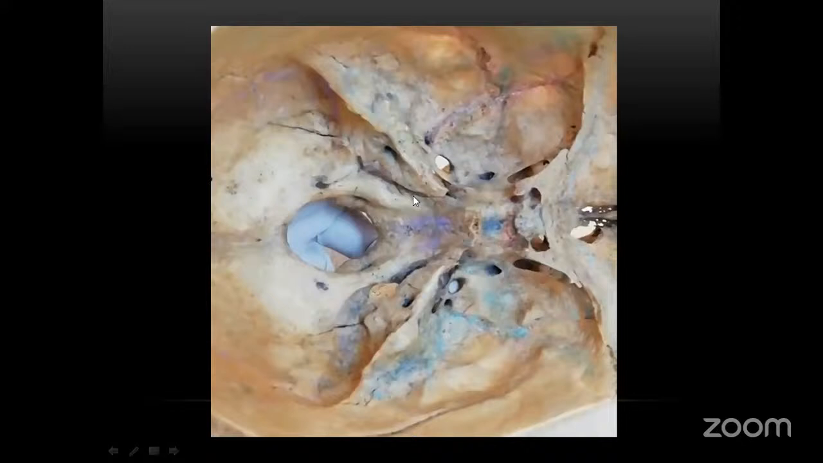When you talk about the surfaces, let's come to the anterior surface. Okay, the anterior surface has a lot of structures inside. Can you see this depression?